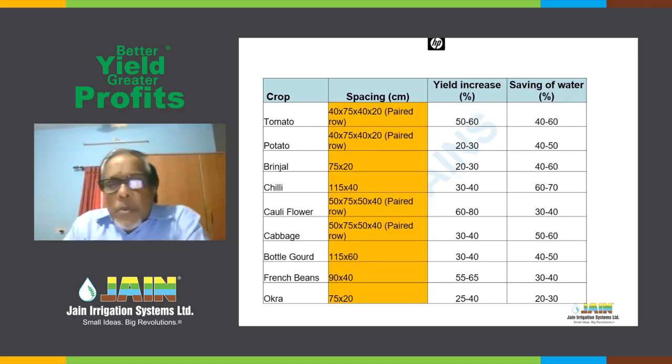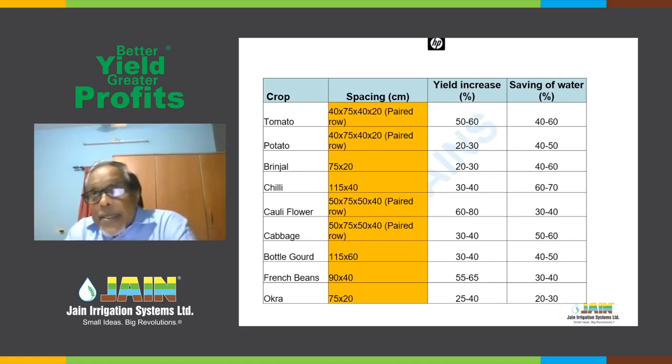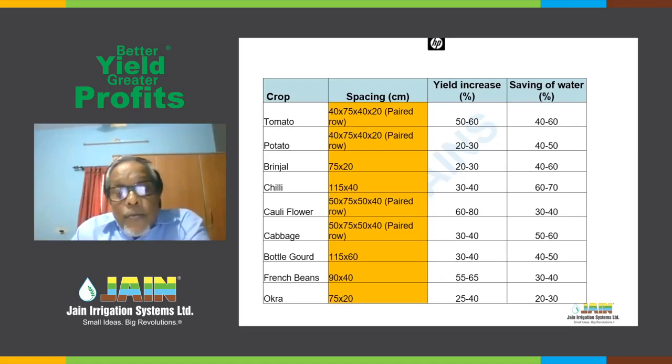Water, of course, I'm not even talking about water saving. We all know it is drip irrigated, so water saving is there. Let us look at the yield increase. The population changed. In some cases, population decreased when you do pair compared to single row. But that doesn't matter. Individual plants started producing more because they got more sunlight. They got more area of soil for exploration of nutrients and water. Very simple. And there's no shading. So they gave higher yield.